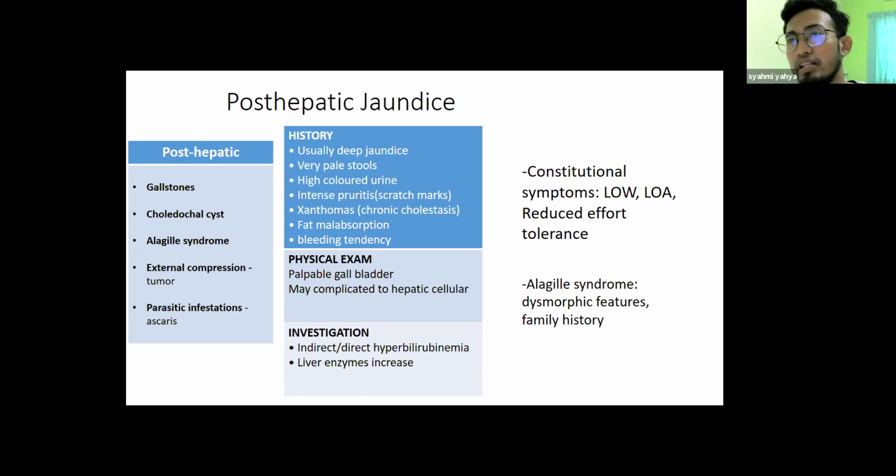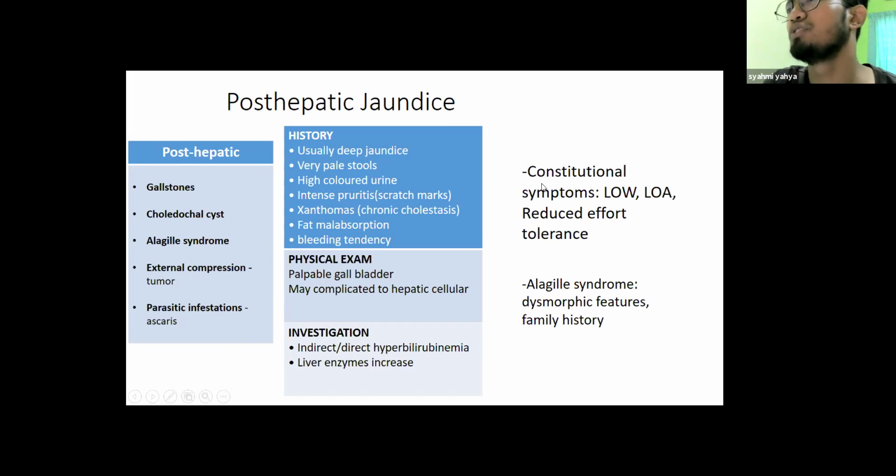So it will be dark colored urine, high colored urine. And also since it entered the blood circulation, it can be deposited under the skin and cause pruritus and xanthomas. And since we don't have bile because of the biliary tree obstruction, vitamin A, D, E, K cannot be properly absorbed. So the patient may come with symptoms of vitamin A, D, E, K deficiency, such as coagulopathy due to vitamin K.